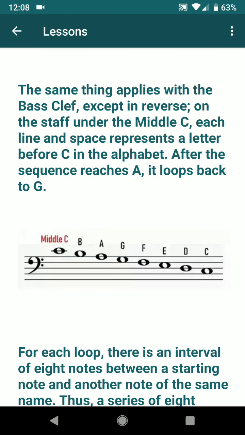The same thing applies with the bass clef, except in reverse. On the staff under the middle C, each line and space represents a letter before C in the alphabet. After the sequence reaches A, it loops back to G.